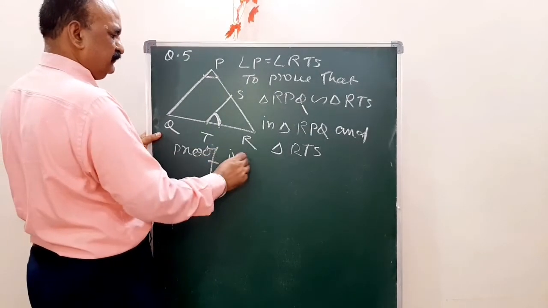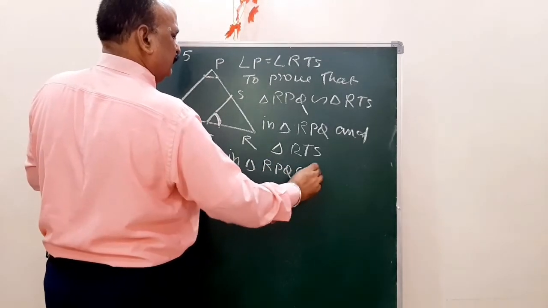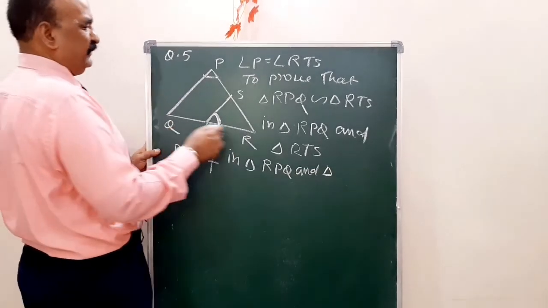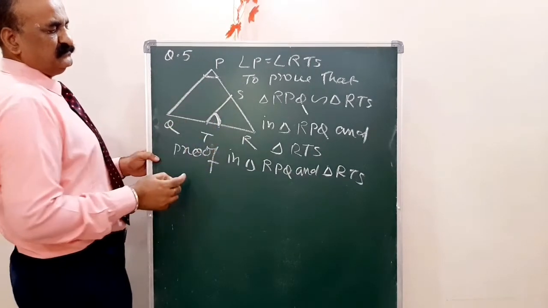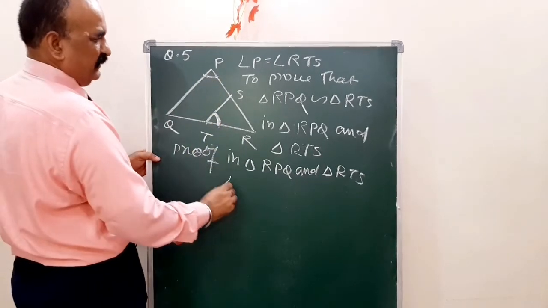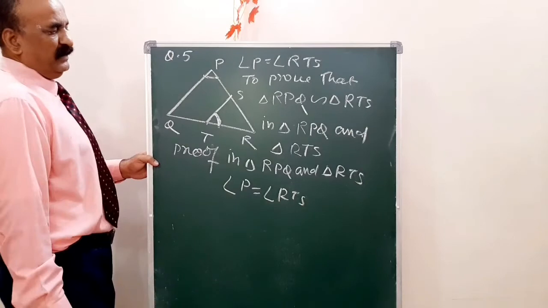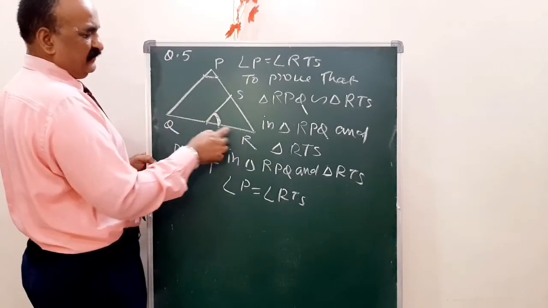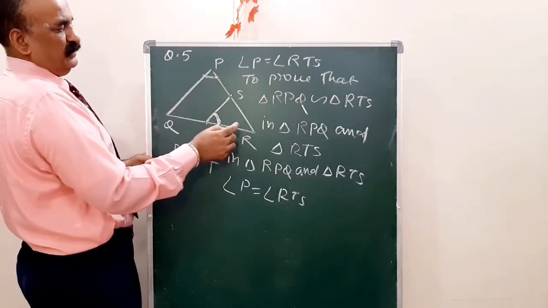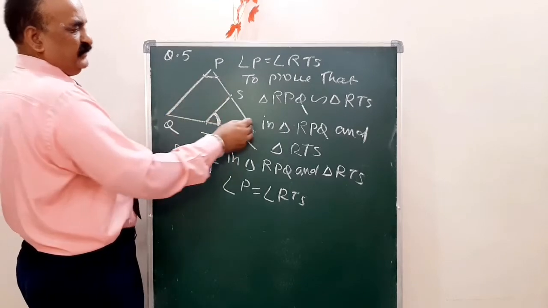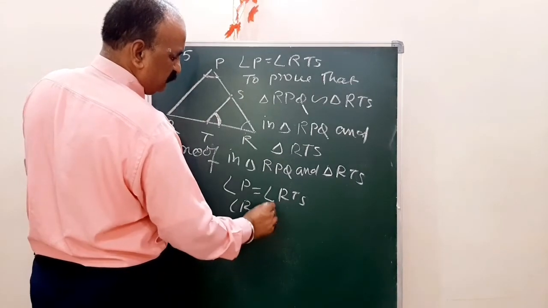See, in triangle RPQ and triangle RTS, in triangle RTS, this angle is equal to this angle. Angle P is equal to angle RTS, and which triangle are you taking? Triangle RTS, and triangle RPQ. This angle is also common. It means angle R is equal to angle R, common angle.